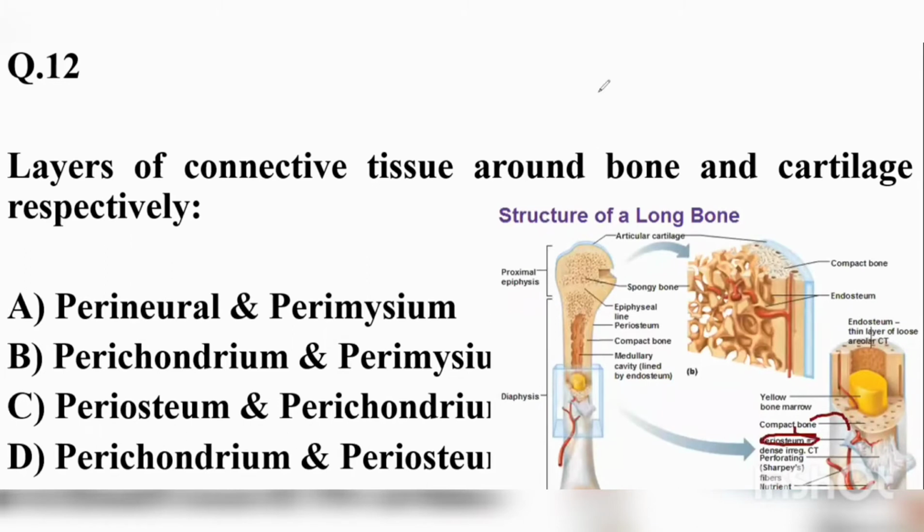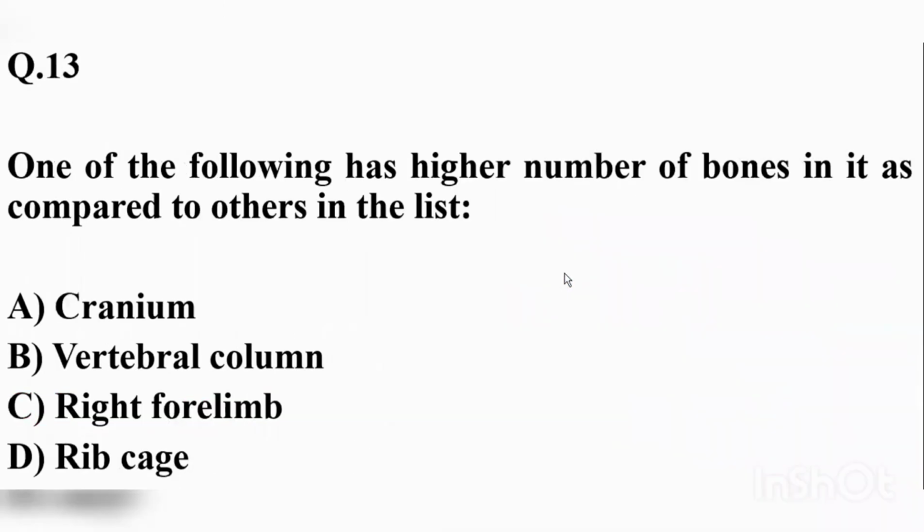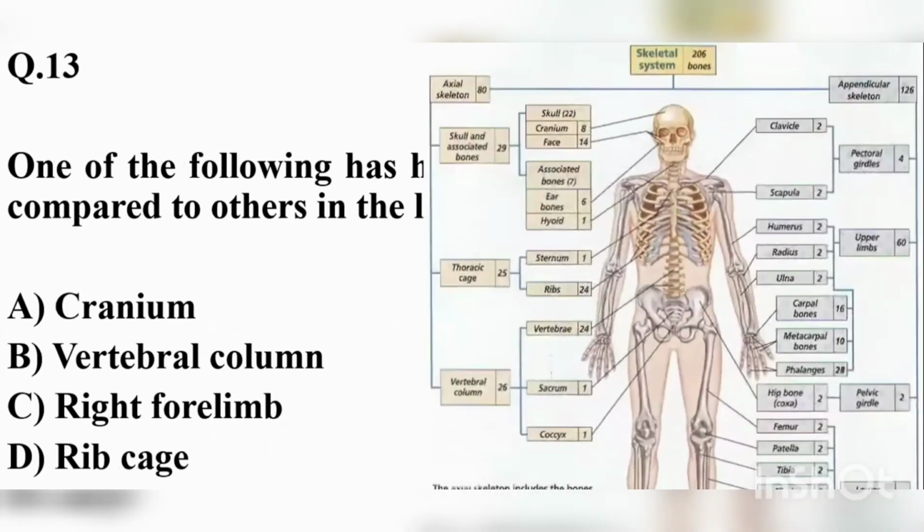So the right answer over here is Charlie, periosteum and perichondrium. One of the following has a higher number of bones as compared to others in the list. Cranium has 8, vertebral column has 26 bones, right forelimb has 30 bones, and rib cage has 25. So the right option is Charlie. The right forelimb will possess more bones as compared to the others in the list.